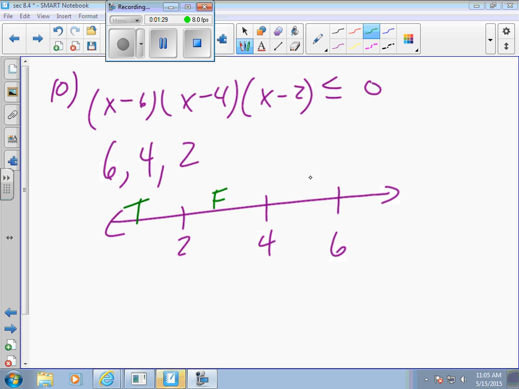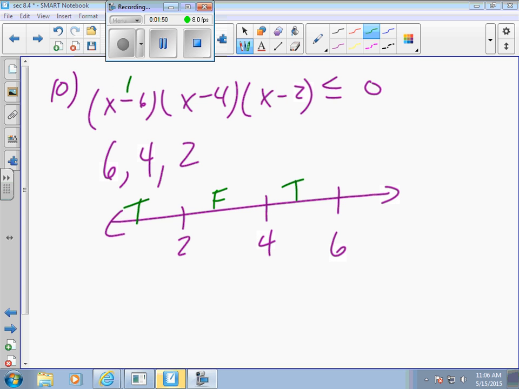Let's try 5, which is in this interval. 5 minus 6 is negative 1. 5 minus 4 is 1. And 5 minus 2 is 3. When I multiply that out, I get negative 3. And negative 3 is less than or equal to 0. Now let's try 7.